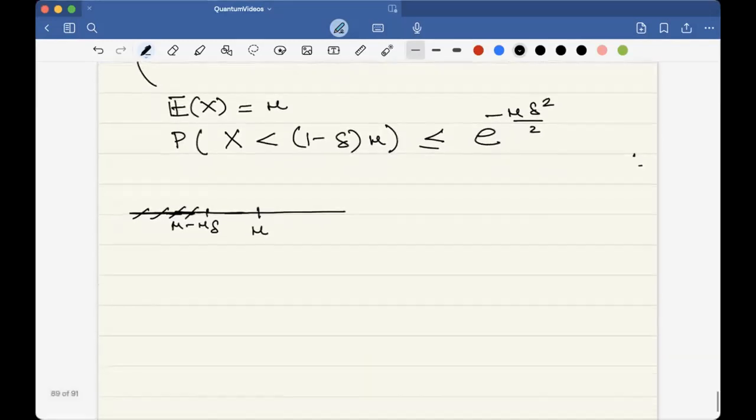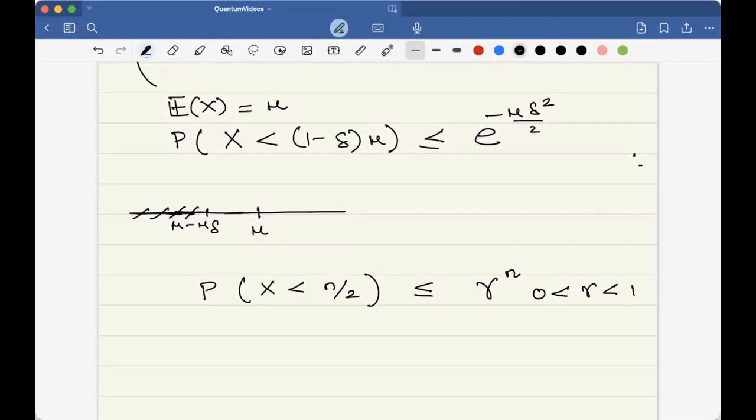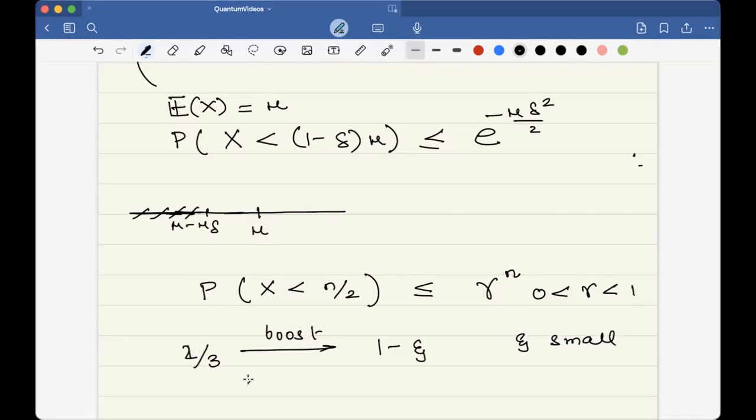Because of that, we have that the probability of x less than n over 2, which will be the case if your majority vote doesn't give the correct answer, is less than gamma to the n, where gamma is a number between 1 and 0. And therefore, since it goes down exponentially fast like this, you don't need that many iterations to give you the correct answer. So if you want to boost the probability from 2 over 3 to, let's say, 1 minus epsilon, where epsilon is very small, then you need to repeat the algorithm n times, where n is of order log of 1 over epsilon.